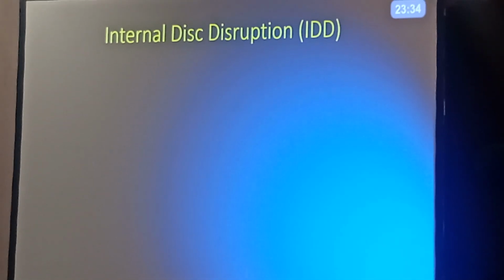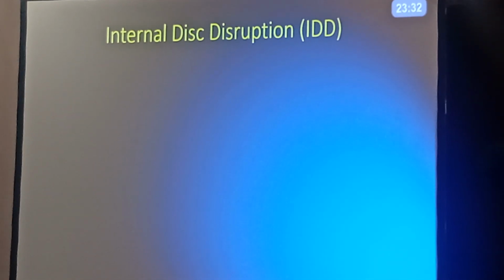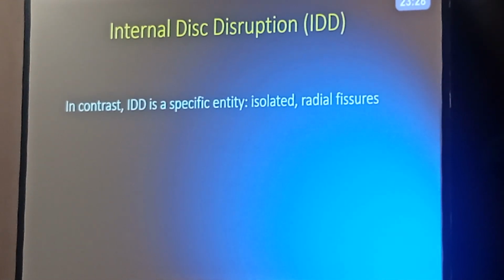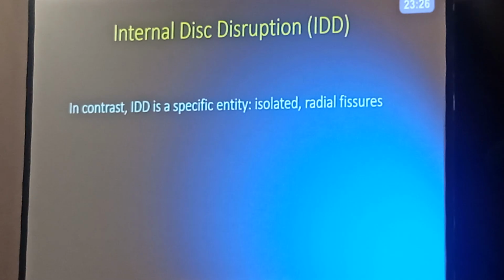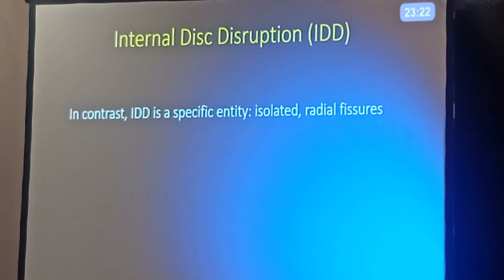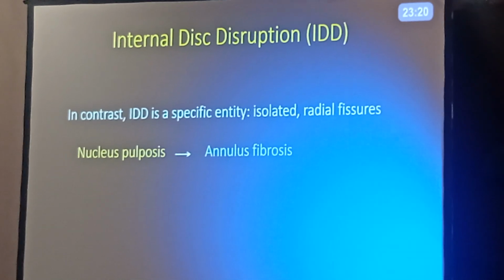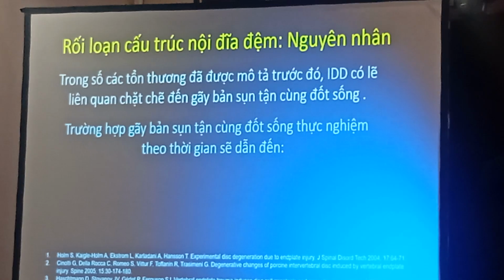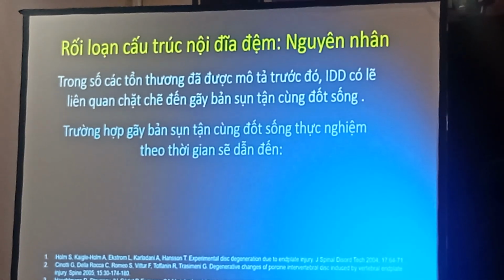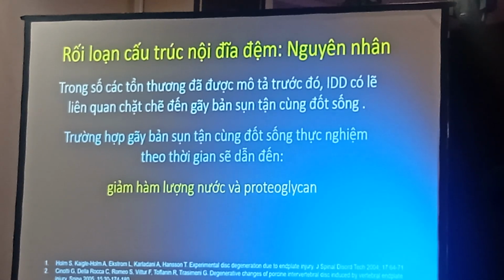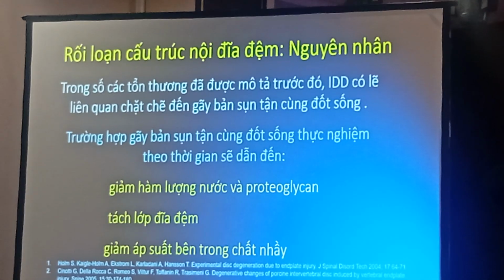Now, in contrast to that normal aging phenomenon, we have internal disc disruption. And this is a very specific entity characterized anatomically by isolated radial fissures in the disc. These extend from the nucleus pulposus to the annulus fibrosus. And this is not age-related change. And this does correlate with axial or so-called discogenic pain.